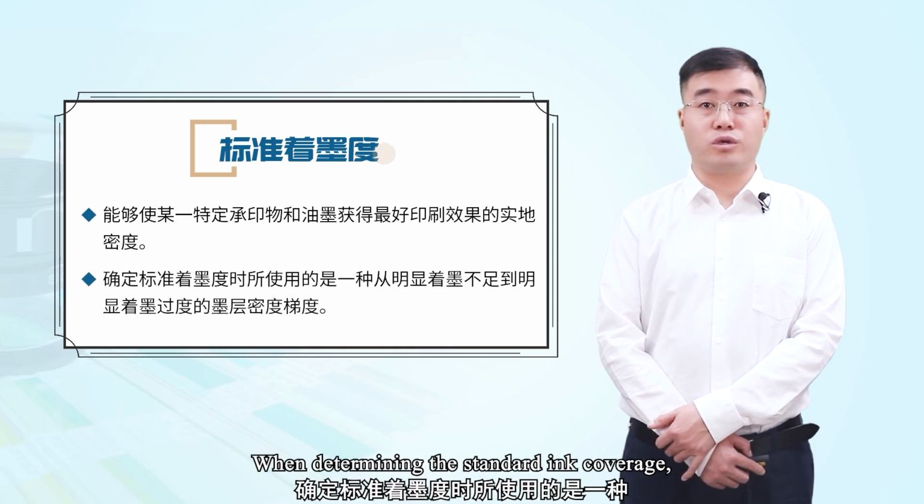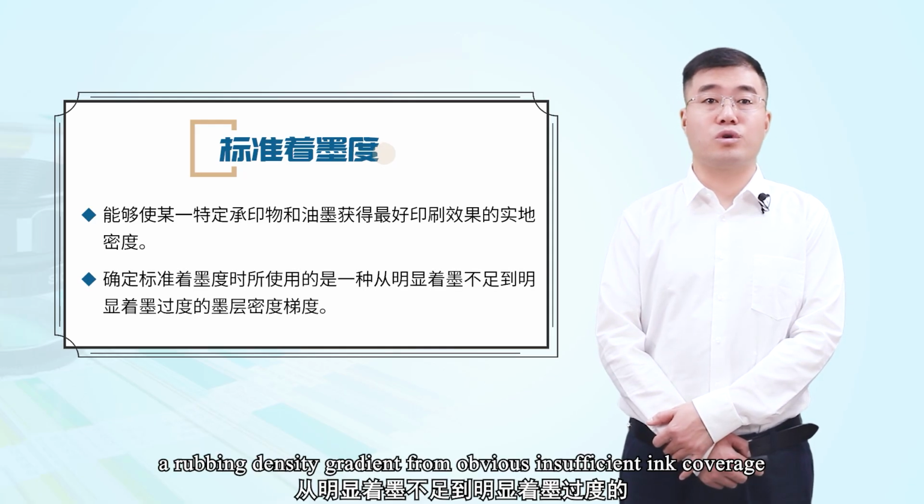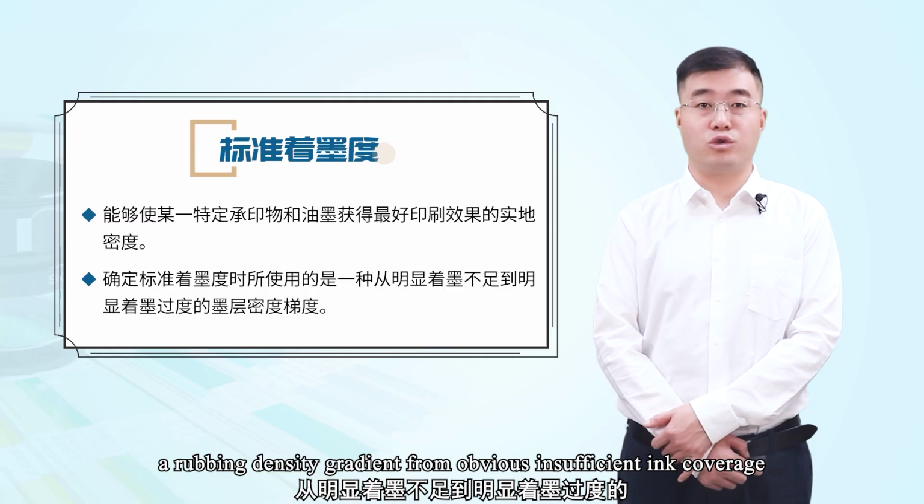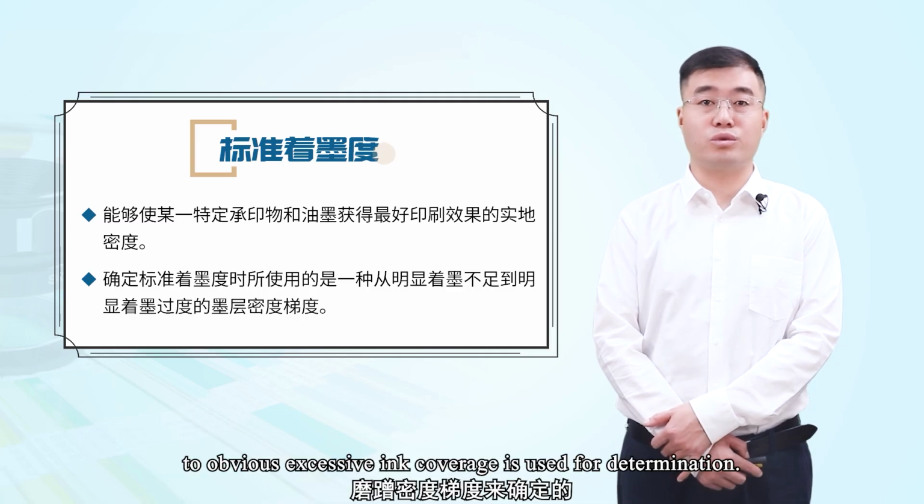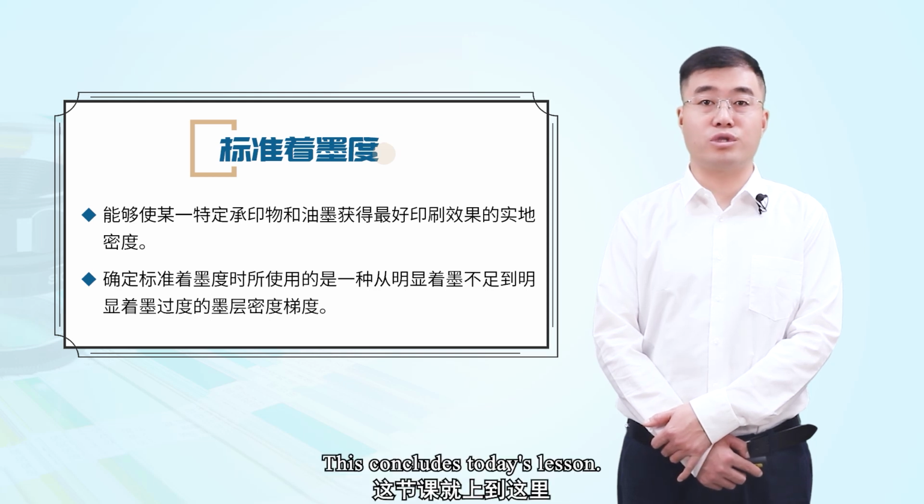When determining the standard ink coverage, a rubbing density gradient from obvious insufficient ink coverage to obvious excessive ink coverage is used for determination. This concludes today's lesson.